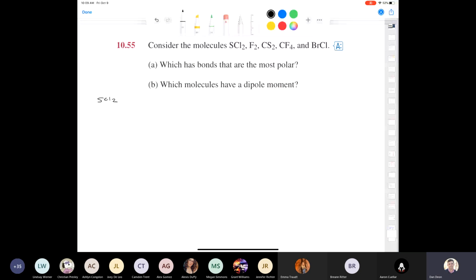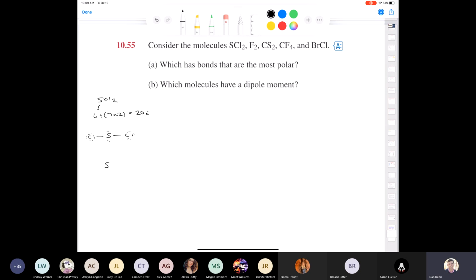SCl2. Sulfur has 6 valence electrons, chlorine has 7. There's 2 of those, so 14 plus 6 is 20 electrons. We put our sulfur in the middle. Chlorine is a halogen. It usually has 1 bond and 3 lone pairs. Now I've used up a total of 16 electrons. I put 2 on my sulfur. The chlorines have an octet. The sulfur has an octet. The sulfur has 4 regions of electron density. Therefore, the electron geometry is tetrahedral, but the molecular geometry would be bent.